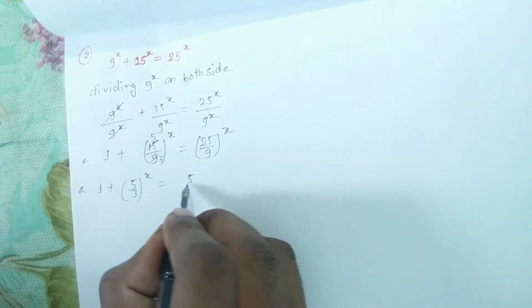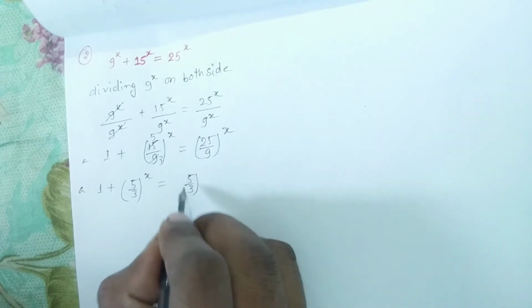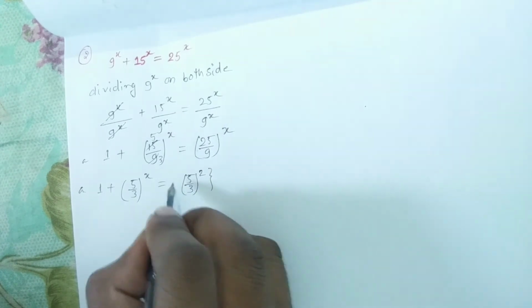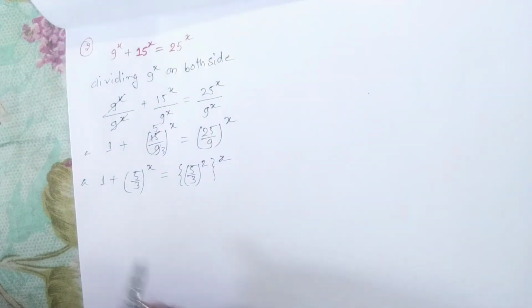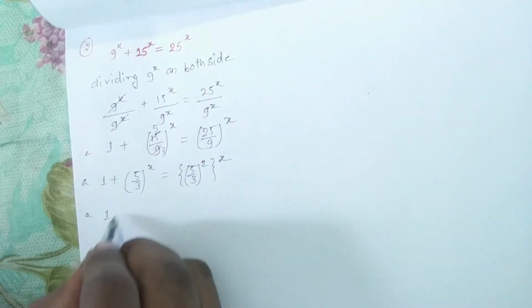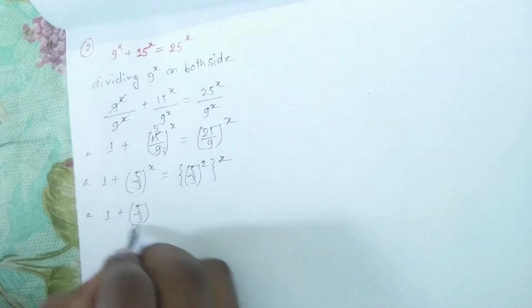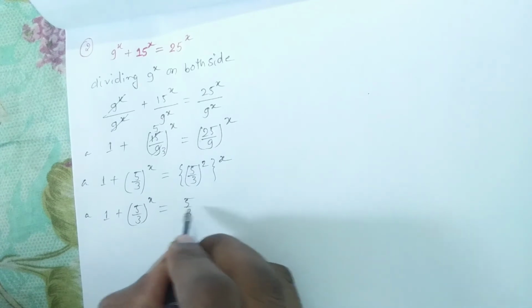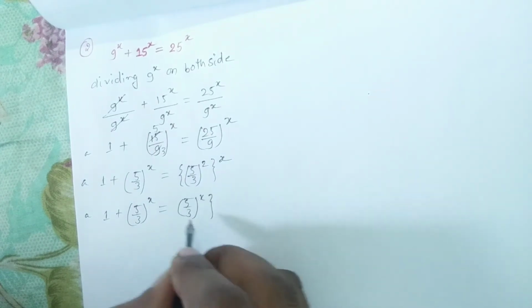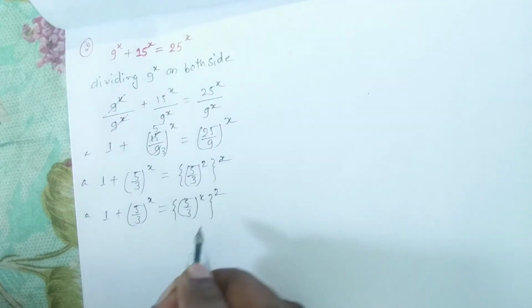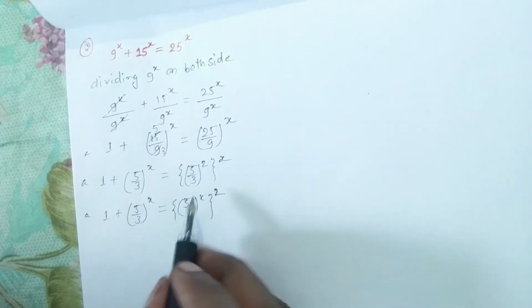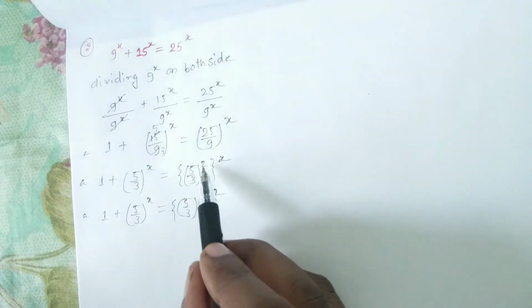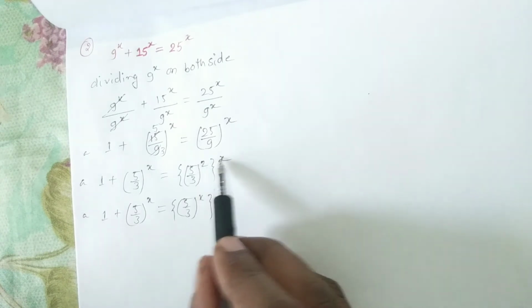So as we know, this 25 is the square of 5 and this 9 is the square of this 3. So this can also be written as 5 by 3 whole square, and it's whole to the power we have here x. So this is now 1 plus 5 by 3 raised to power x is equal to, now this can be written as 5 by 3 raised to power x and its whole to the power 2, because this power 2 and this power x will be multiplied to each other.